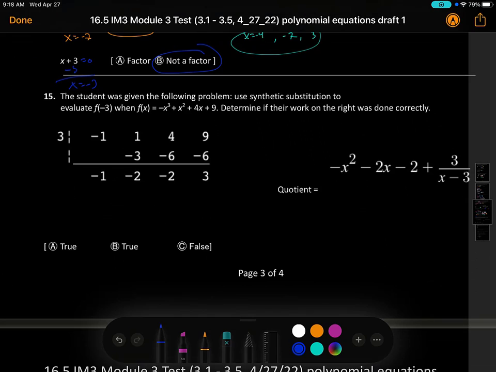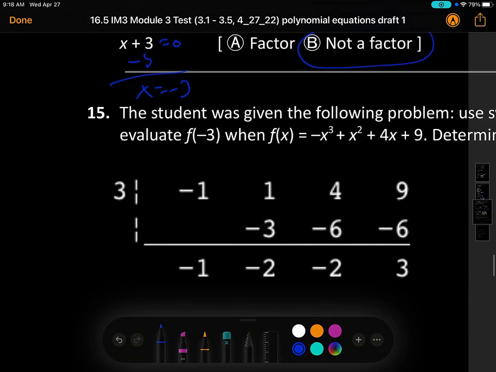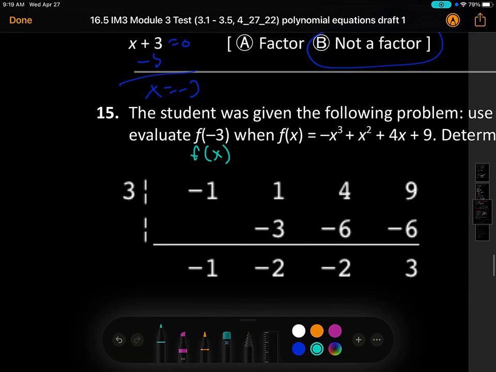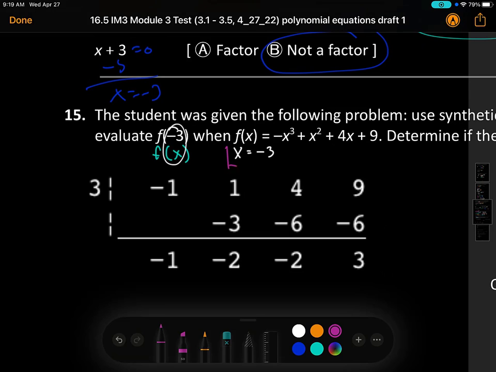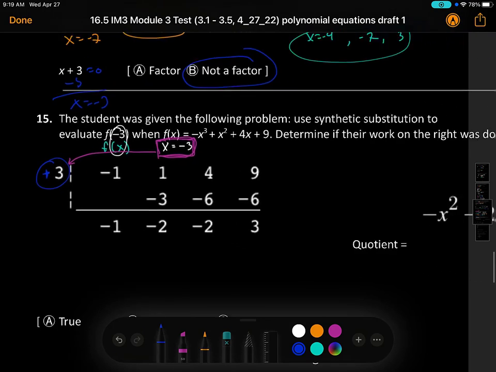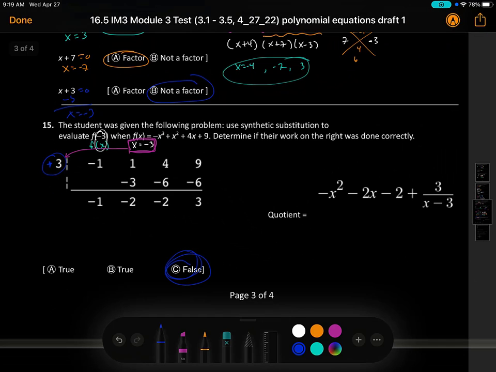Okay, a student was given the following problem. Use synthetic substitution to evaluate f of negative 3 when f of x equals that. Determine if the work on the right was done correctly. Okay, so this is f of x, right? And then basically the x value is negative 3. But if I were doing that problem, if x is equal to negative 3, that should go right here. X is equal to negative 3, and this one says what? A positive 3. So this is wrong. The answer is false.